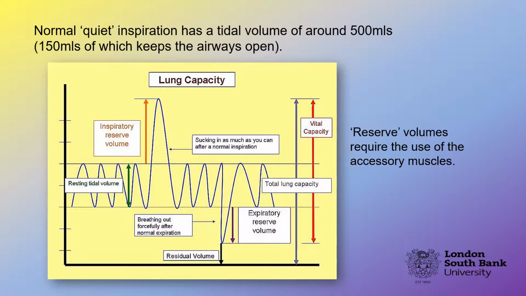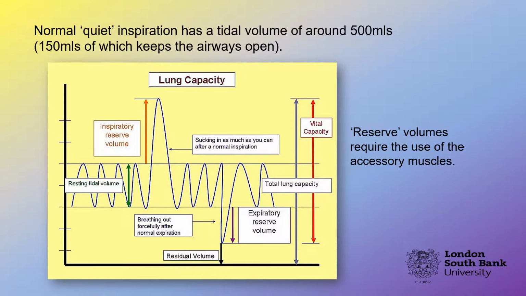Above that, if you breathe in really, really hard, you get inspiratory reserve volume, and that gives you a better idea of lung capacity. Conversely, if you breathe out and force it right the way out, and completely shrink your lungs down as small as they'll go, you get expiratory reserve volume. The two extremes then give us the vital capacity. Total lung capacity includes that 150 mils that keeps the airways open.